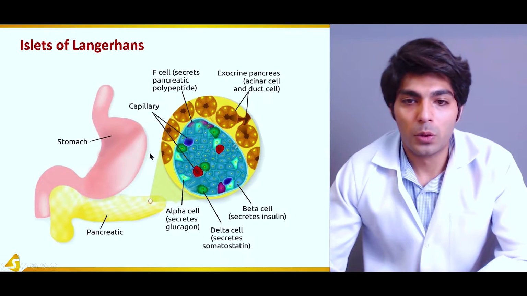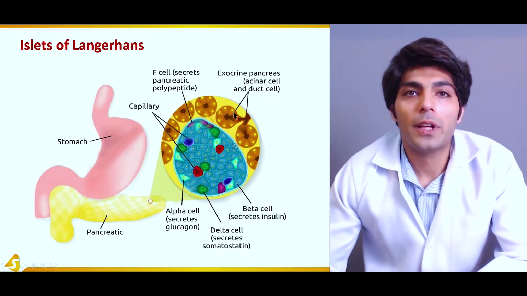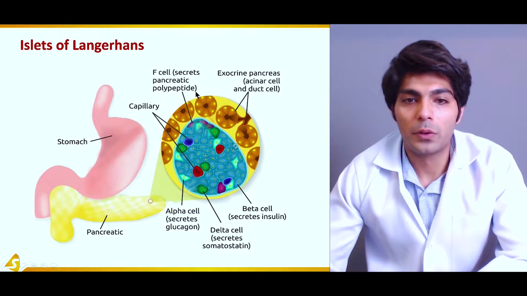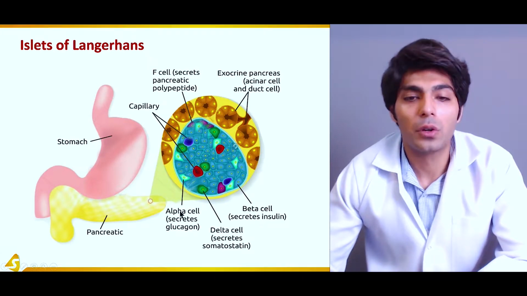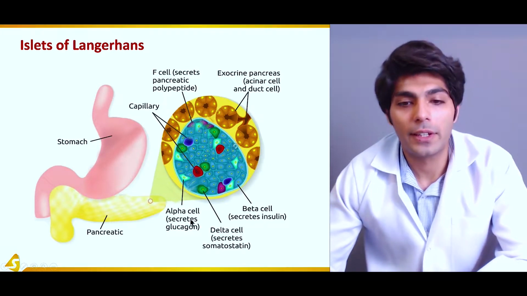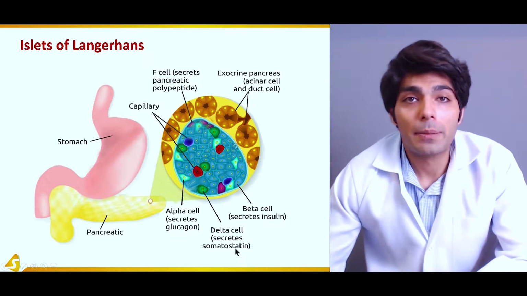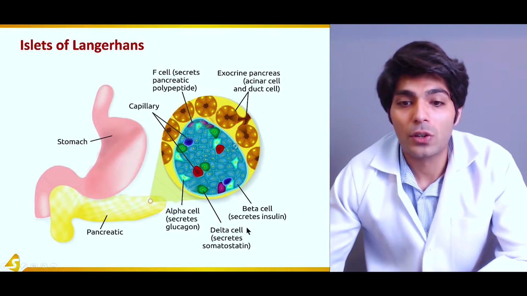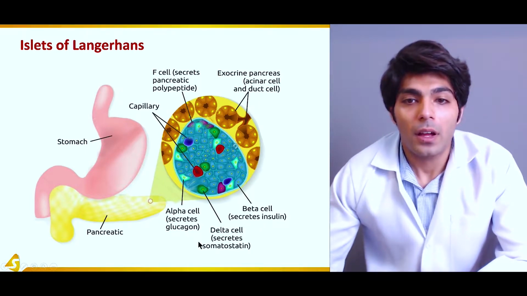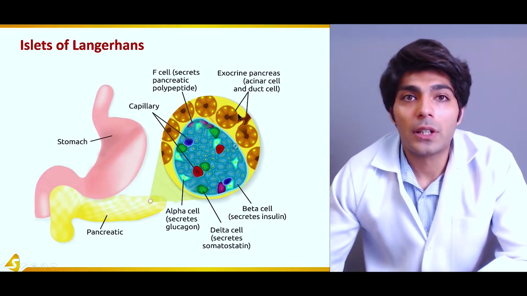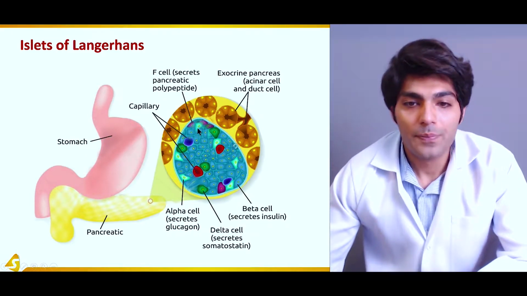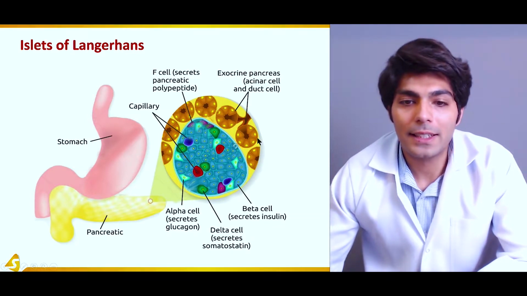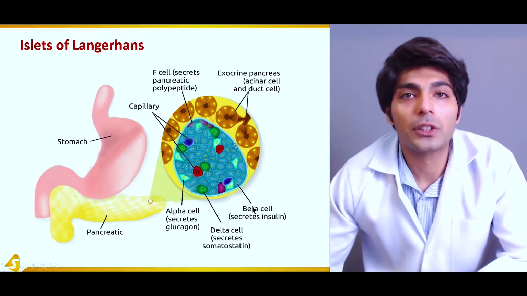Now this is a cross-sectional view of the islet of Langerhans. We have all the four cells. We have beta cells which secrete insulin, alpha cells which secrete glucagon, and delta cells which secrete somatostatin, a peptide hormone which inhibits the secretion of insulin and glucagon. Then we have F cells, also called PP cells, which secrete pancreatic polypeptide. Each cell performs according to the metabolic function of the body.